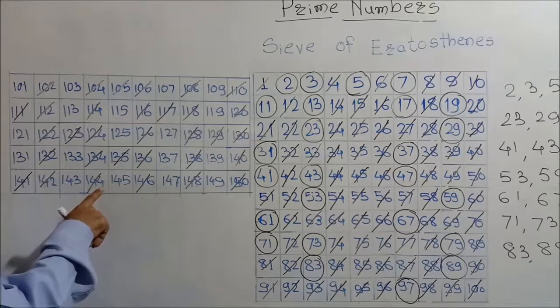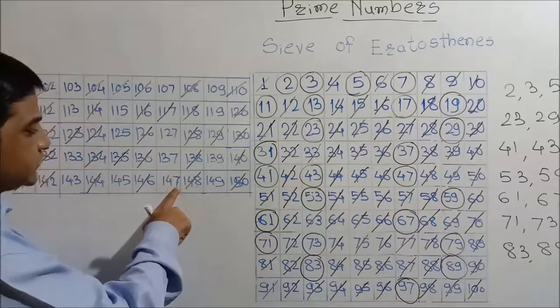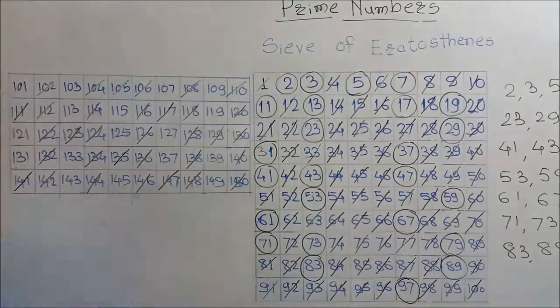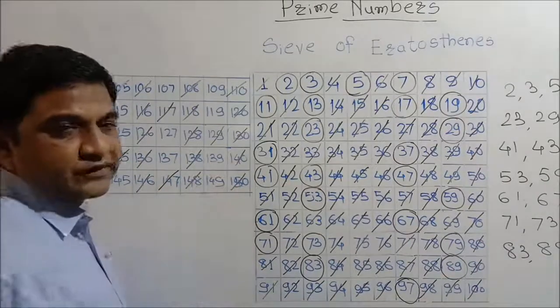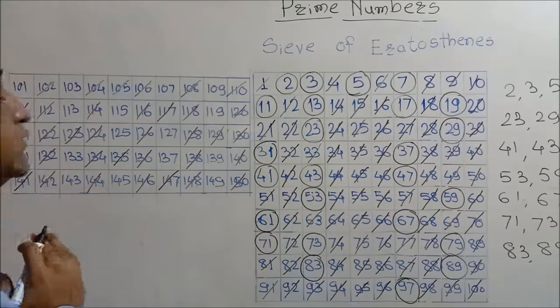Then we are having 144. Then we are having 147. 1 plus 4 is 5. Plus 7 we are getting 12. 12 is in a table of 3. So this number is divisible by 3. And after that we are having 150. Okay. So we have crossed all the multiples of 2 and 3.